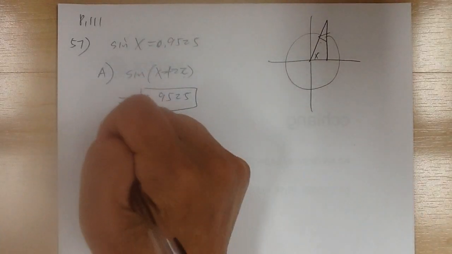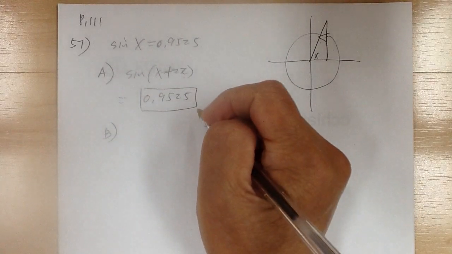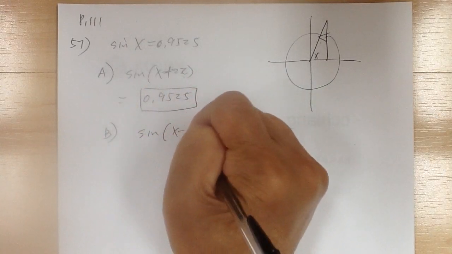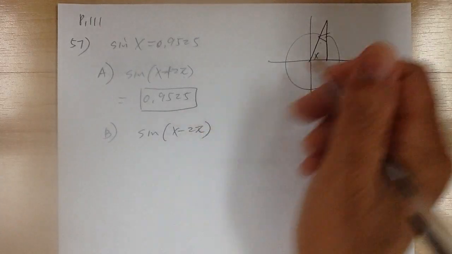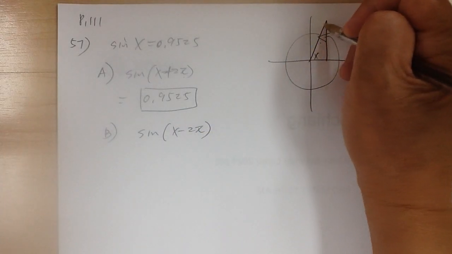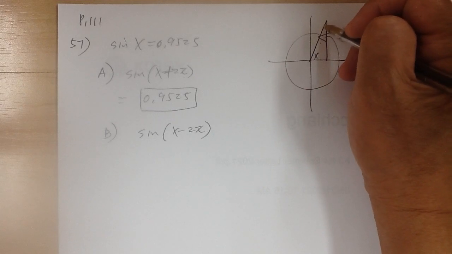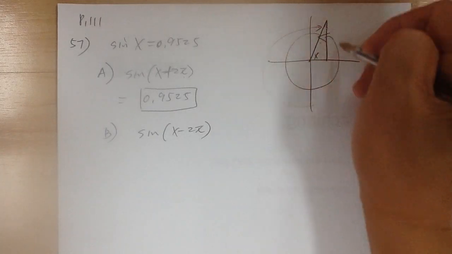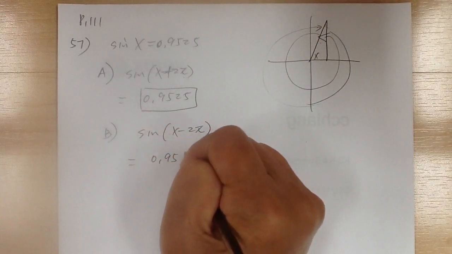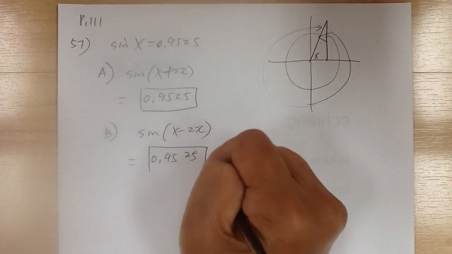And that's it. Okay? And B, you got sine of x minus 2 pi. Okay, so x minus 2 pi means you're going clockwise. So you start over here. So your minus 2 pi, so you go backward this way. Again, you end up at the same spot. So therefore, this is going to be the same answer. Okay, so basically just go around the circle.